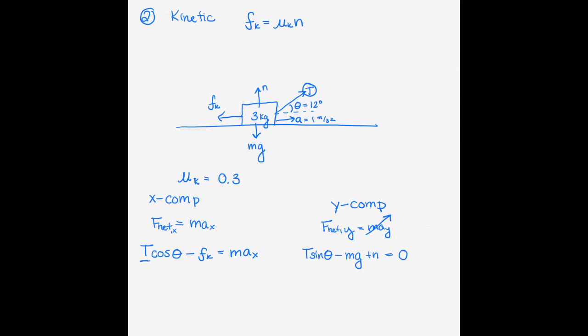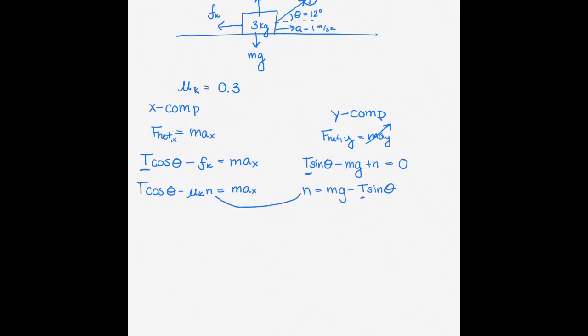So you can see that we have two equations and two unknowns because we don't know the normal force, and we can solve for the force of friction directly using the normal force. So we have T cosine theta minus mu k times N is equal to m a_x for the x. And for the y, we can solve for the normal force, where we have mg minus T sine theta is equal to the normal force. So now we can plug that expression of the normal force into the x component. So we have T cosine theta minus mu k times (mg minus T sine theta), and that's going to be equal to m a_x.